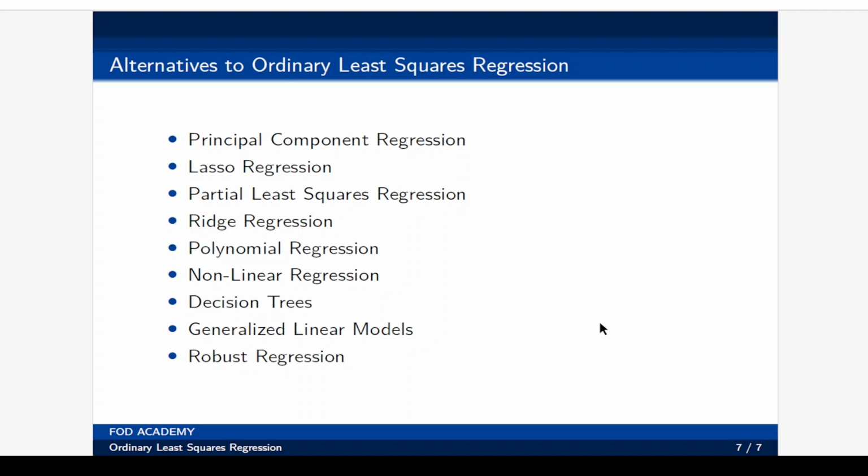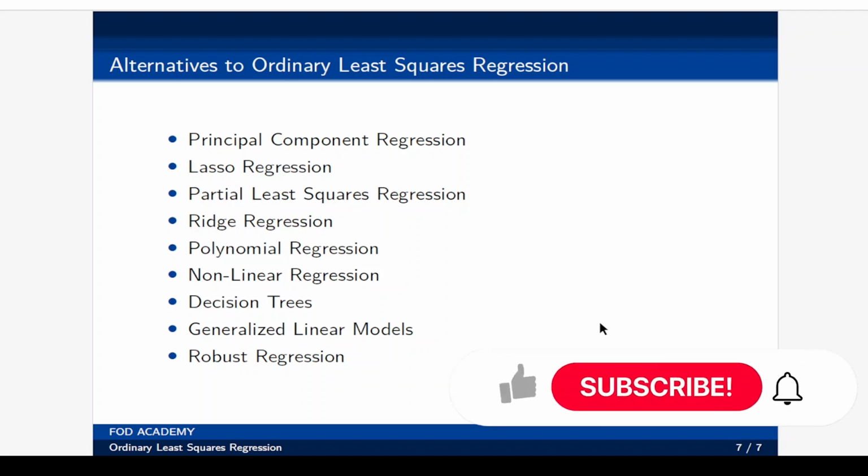For data sets with multicollinearity, an alternative to OLS includes principal component regression, lasso regression, partial least squares regression, and ridge regression. For a data set that is nonlinear, an alternative includes polynomial regression, nonlinear regression, and decision trees. And for data sets that are non-normal, an alternative is the generalized linear model. And lastly, for data sets with outliers, an alternative is a robust regression model.